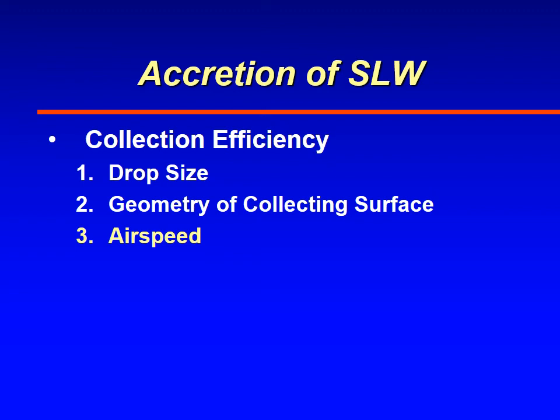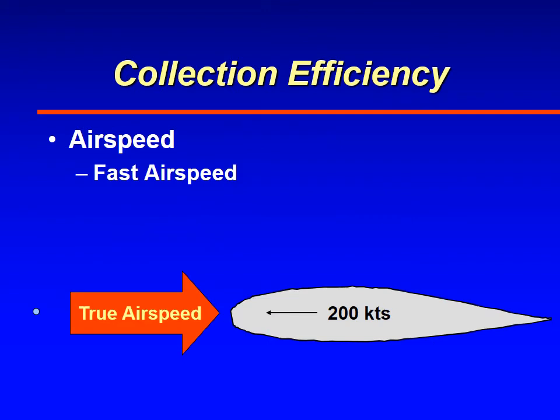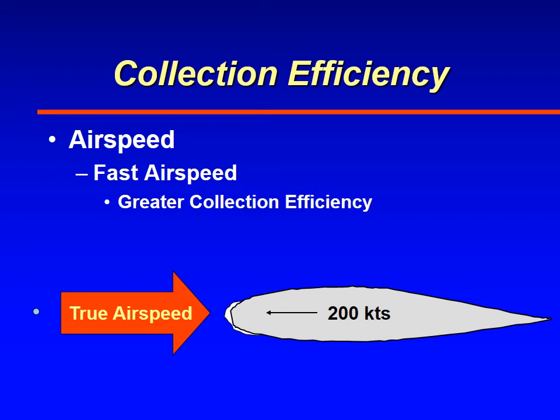And then finally, the airspeed determines how supercooled liquid water is accreted onto the aircraft or the structure. Generally speaking, the faster you go, the higher the true airspeed, the greater the collection efficiency. If you think of it in terms of momentum once again, droplets that are moving faster have a higher momentum, and they tend not to move out of the way as easily. So they will have a much greater collection efficiency the faster the airplane goes through the air.